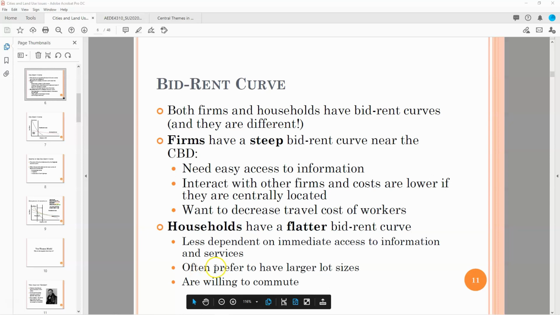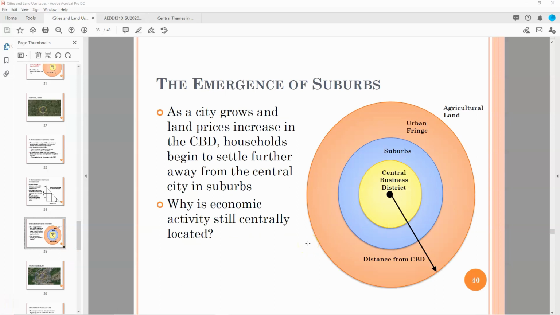They often prefer to have large lot size and so on. So comparing to firms, households may be located outside of the CBD. Then we are going to start our second pattern of city, the monocentric city with suburbs. As the city grows and land prices increase in the CBD, households begin to settle further away from the CBD.